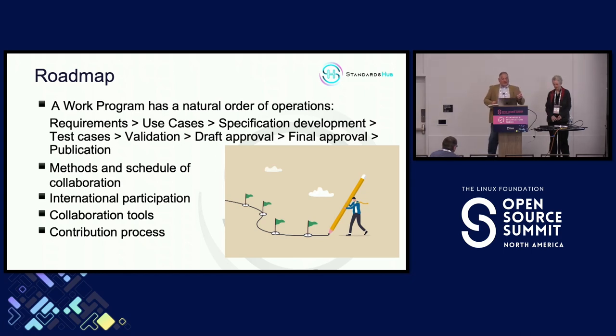So as I say, the actual work, the product you produce, goes through a very consistent requirements, use cases, specification development, test case, validation, and then a draft approval, and then a final approval, and then publication. So that's the roadmap that you're on. But how you execute that roadmap is really important, depending upon the nature of your participation. So as I mentioned, if you have an important specification, it will be an international specification. That's just part of the deal, because you're not going to have a widely adopted specification if it's just regional. It may be fine for the United States, it may be fine for Europe, but if you're getting something that's going to have worldwide adoption, you have to have all of the players involved.